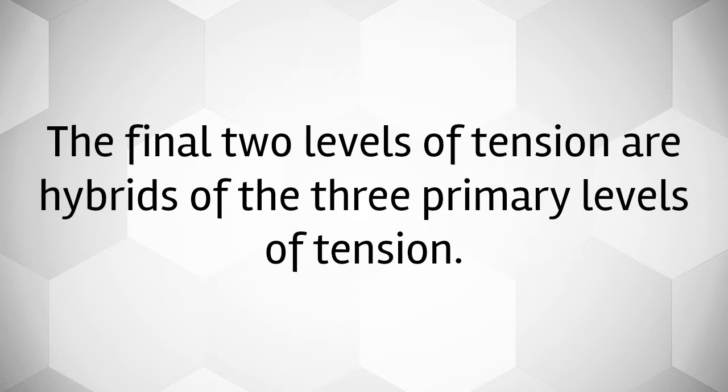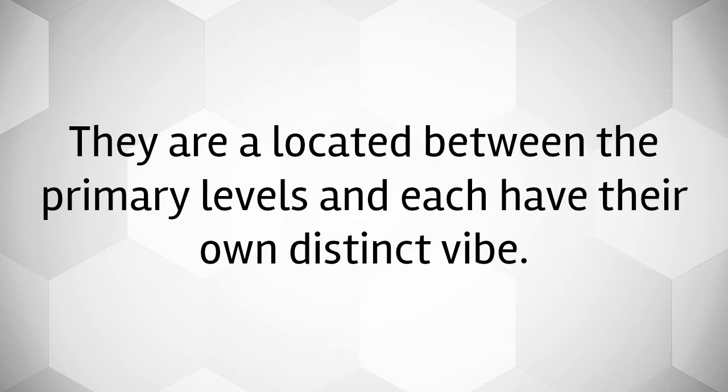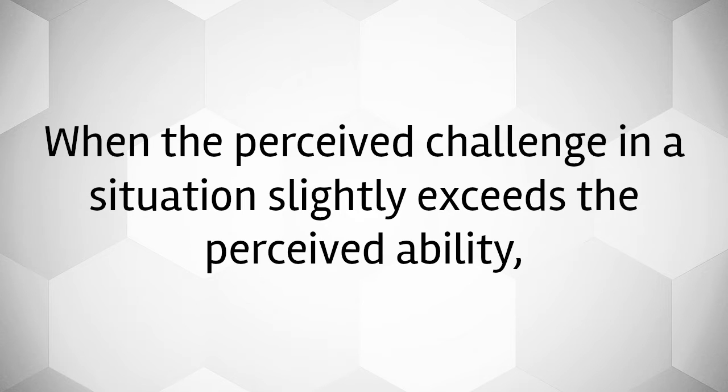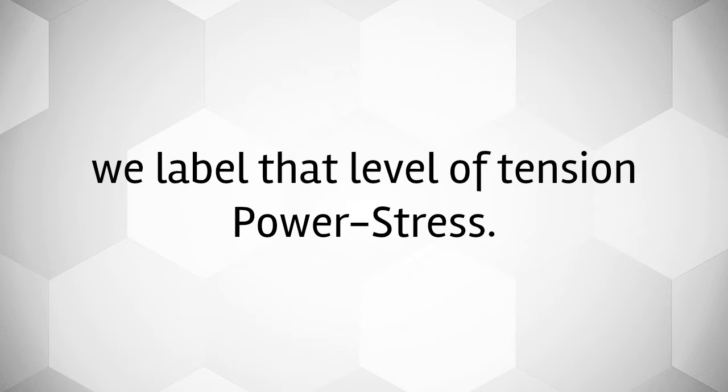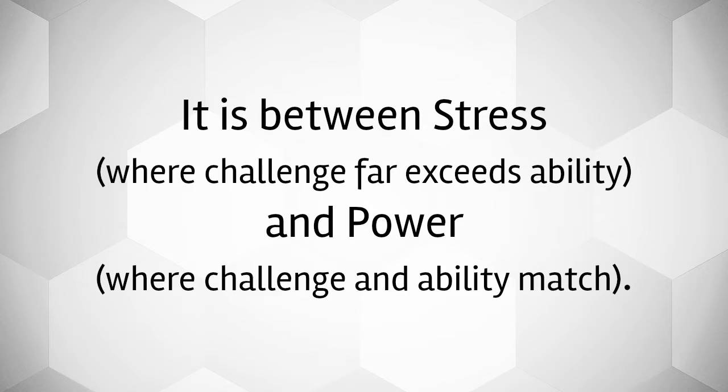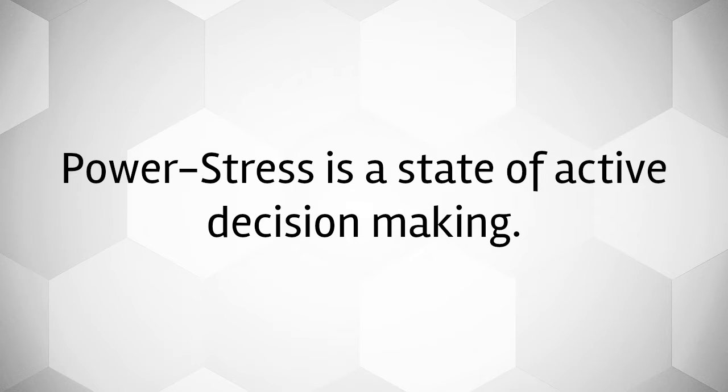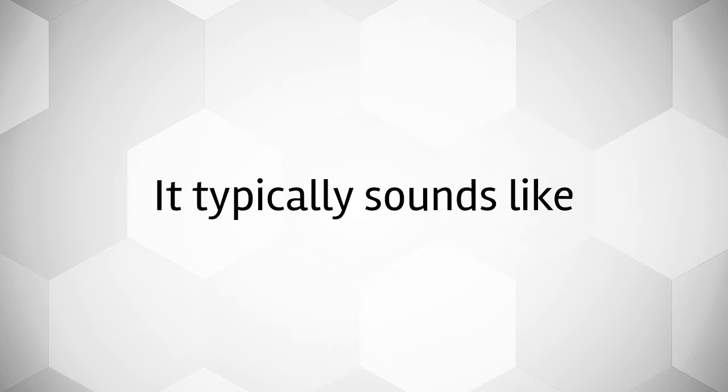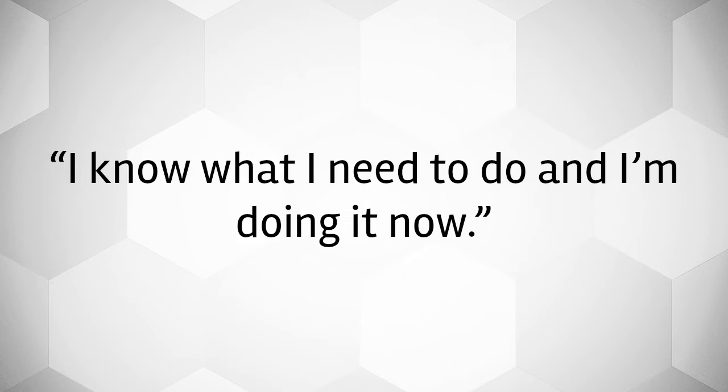The final 2 levels of tension are hybrids of the 3 primary levels of tension. They're located between the primary levels and each have their own distinct vibe. When the perceived challenge in a situation slightly exceeds the perceived ability, we label that level of tension power stress. It's between stress, where challenge far exceeds ability, and power, where challenge and ability match. Power stress is a state of active decision-making. It typically sounds like, "I know what I need to do, and I'm doing it now."